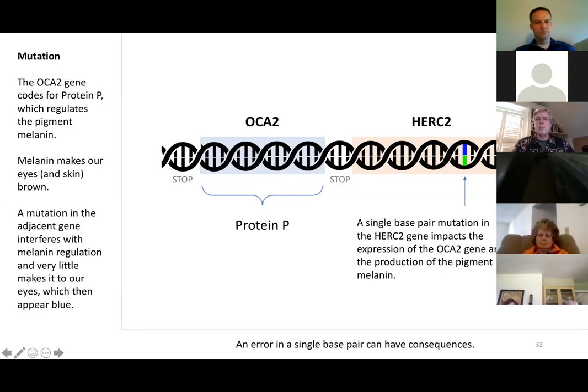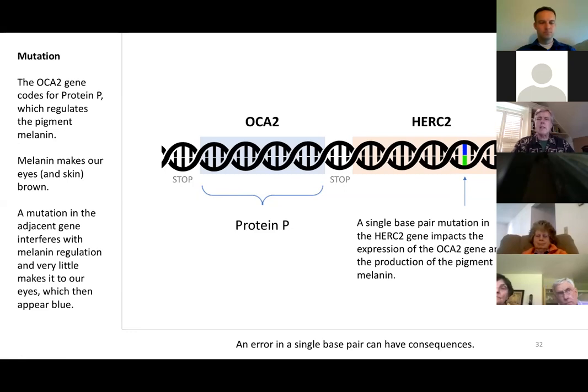So OCA2, this gene here, spells out how to build protein P. And protein P regulates melanin. Melanin is a pigment that makes your skin brown and your eyes brown. Protein P has to bind with a specific site on the HERC2 gene in order to produce melanin. So there is a mutation on the HERC2 gene, 1 base pair out of 3 billion base pairs, 1 base pair mutated, and we ended up with people with blue eyes.